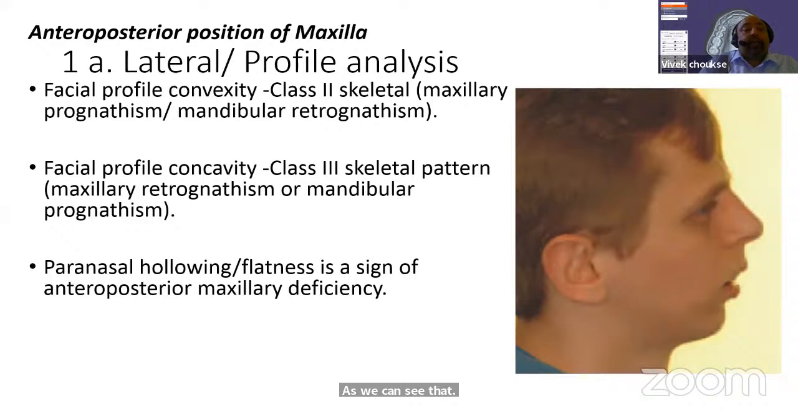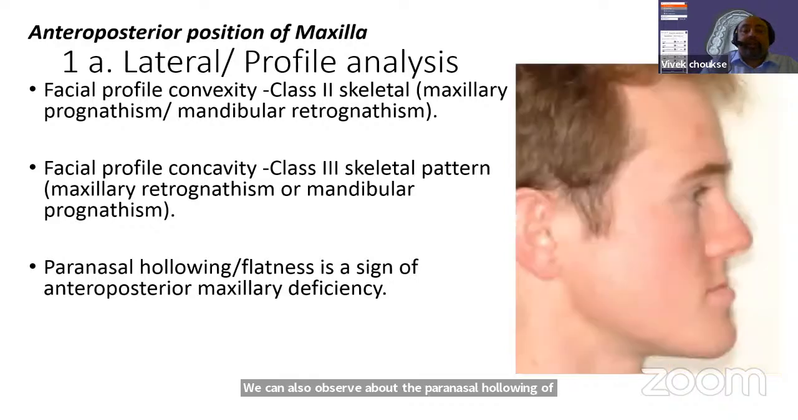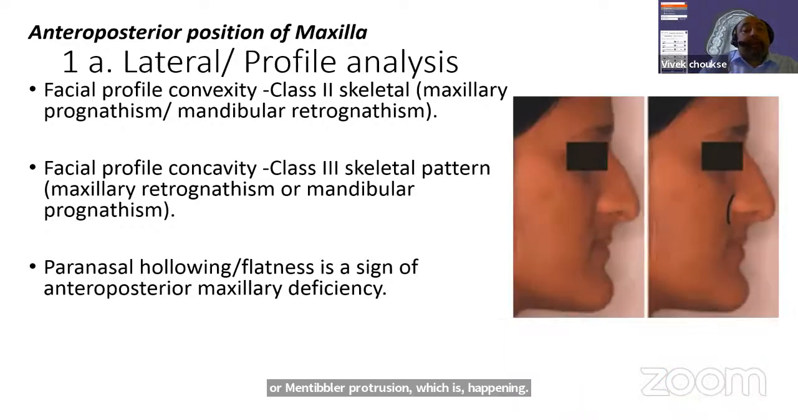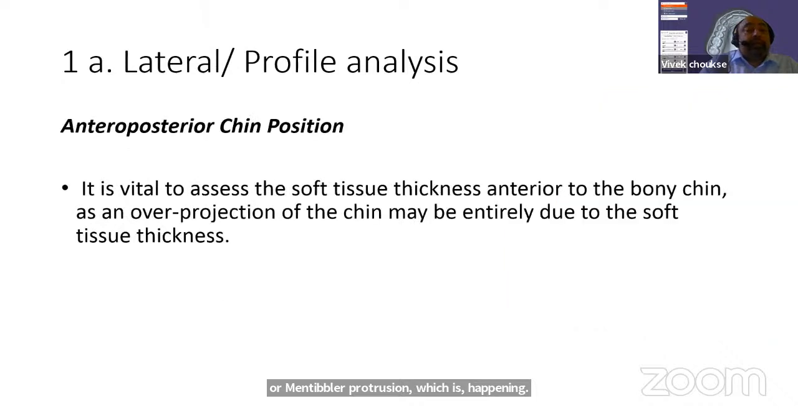As we can see, the facial profile can be convex, that is a class 2 skeletal, or concave, that is class 3 skeletal, or prognathism. We can also observe paranasal hollowing or flatness, which is a sign of anteroposterior maxillary deficiency. In the class 3 profile, we have to see whether it is maxillary retrusion or mandibular protrusion, and decide the treatment thereafter.